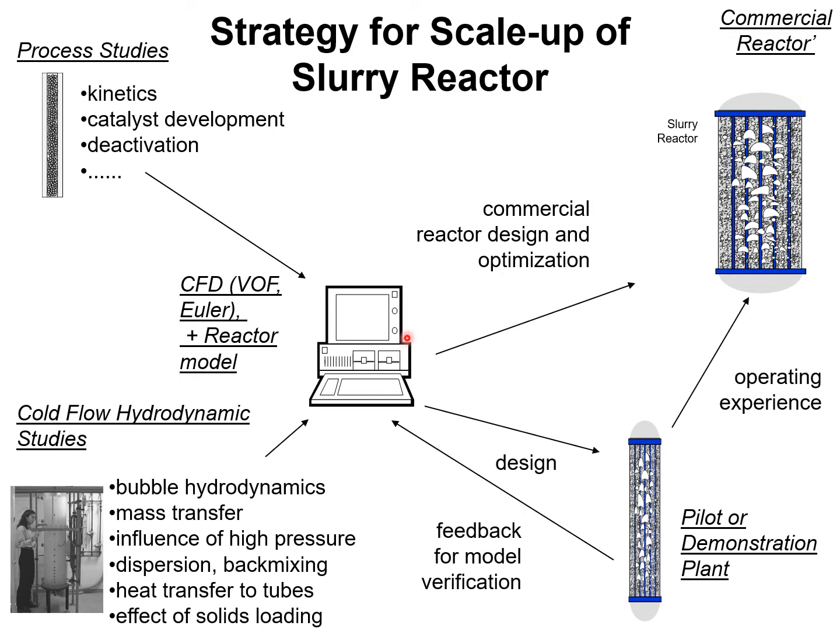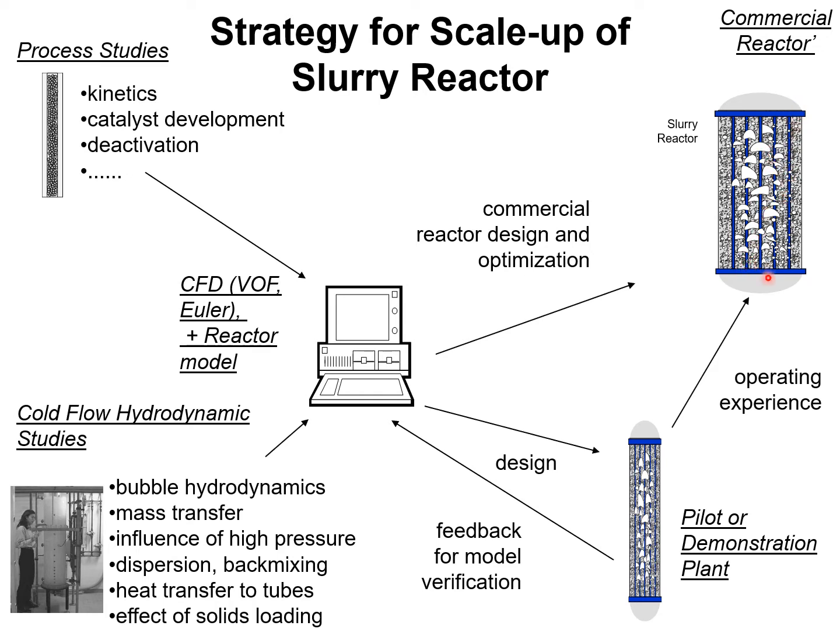This slide shows a schematic of the scale-up strategy I am suggesting for the bubble column slurry reactor for Fischer Tropsch synthesis. The design of the commercial reactor is the ultimate goal of the scale-up strategy. And as is apparent in the foregoing 3 slides, the commercial reactors are about 10 to 20 meters in diameter and could have heights ranging up to 40 meters.